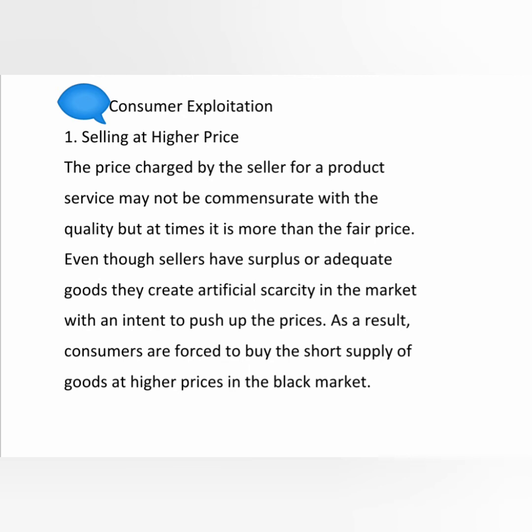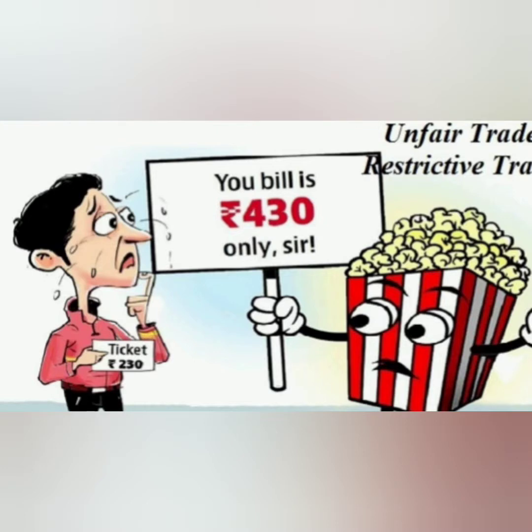Even though sellers have surplus or adequate goods, they create artificial scarcity in the market with an intention to push up the prices. With no other option, consumers purchase the products because of the shortage of supply of goods, even though it is sold at a higher price in the black market. Here is a picture for selling at a high price. See, that man is worried about the bill cost of 430. Actually, he has a ticket of rupees 230, but the bill is showing 430.